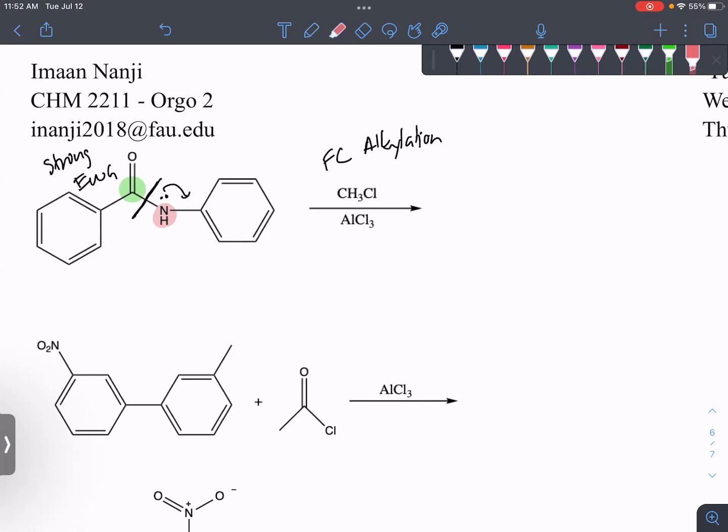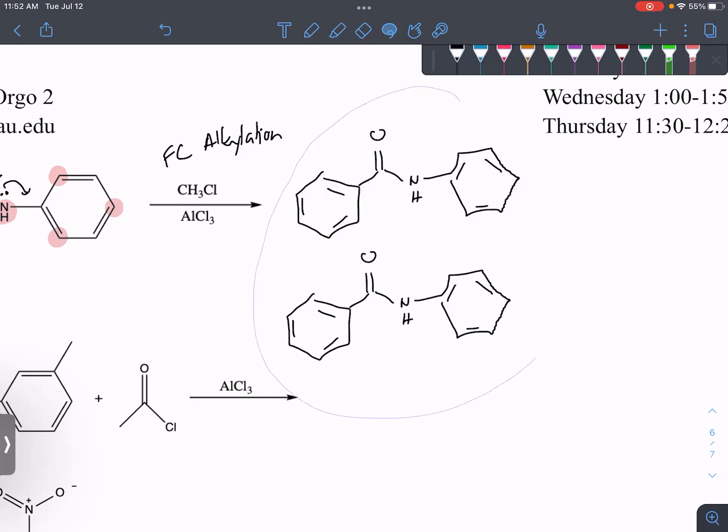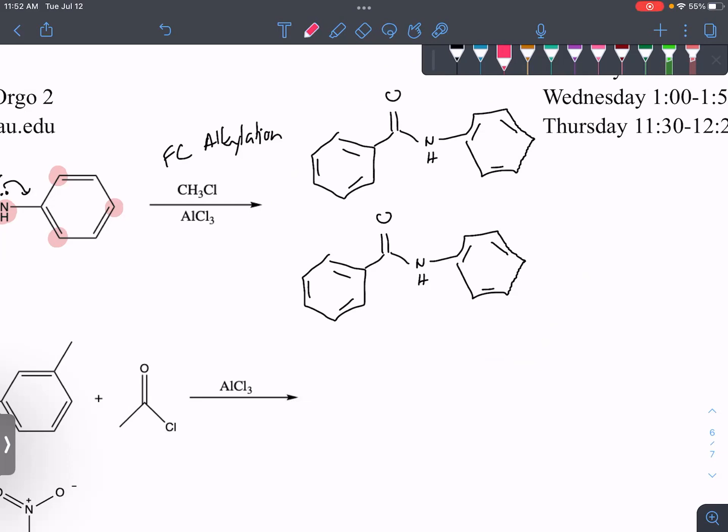So the NH we said was ortho-para directing. Those are the ortho-para carbons to it, and then we just slap on the methyl. So you get 2 products. Actually, 3. Wait, no, it's the same. You have one methyl ortho and another methyl para, and these 2 ortho carbons are the same because of free rotation.